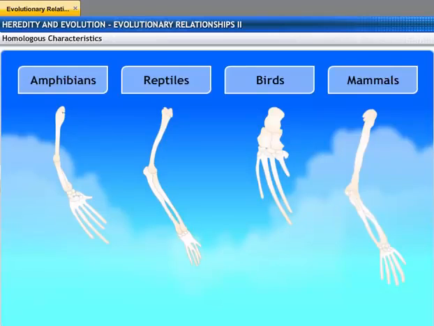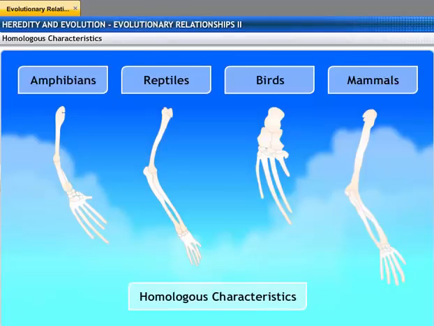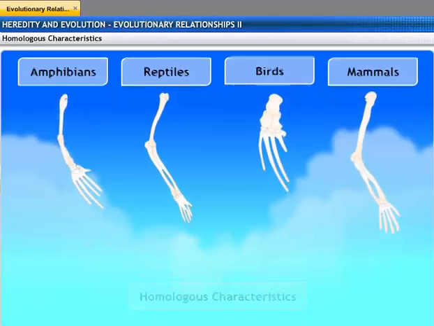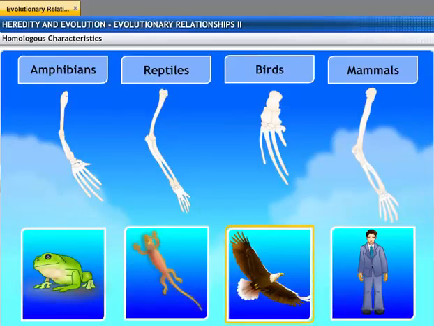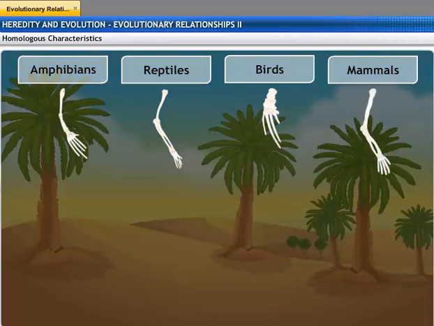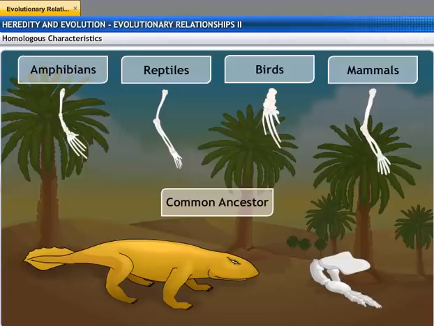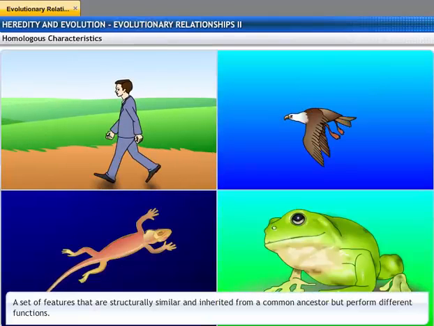Characteristics in far related organisms would be similar because they are inherited from a common ancestor. Such characteristics are called homologous characteristics. For example, mammals, birds, reptiles and amphibians have 4 limbs with the same basic limb layout because they have inherited the limbs from a common ancestor. These limbs have been modified to perform different functions.